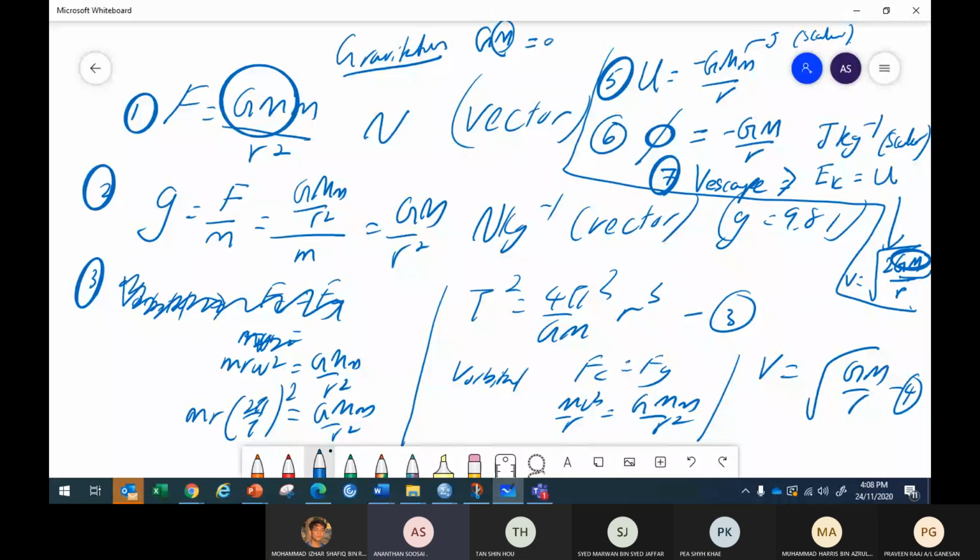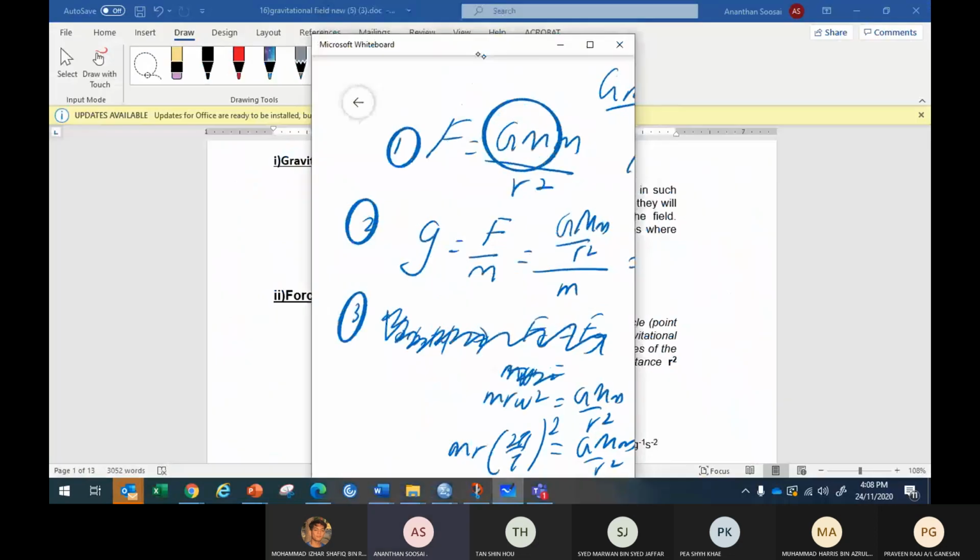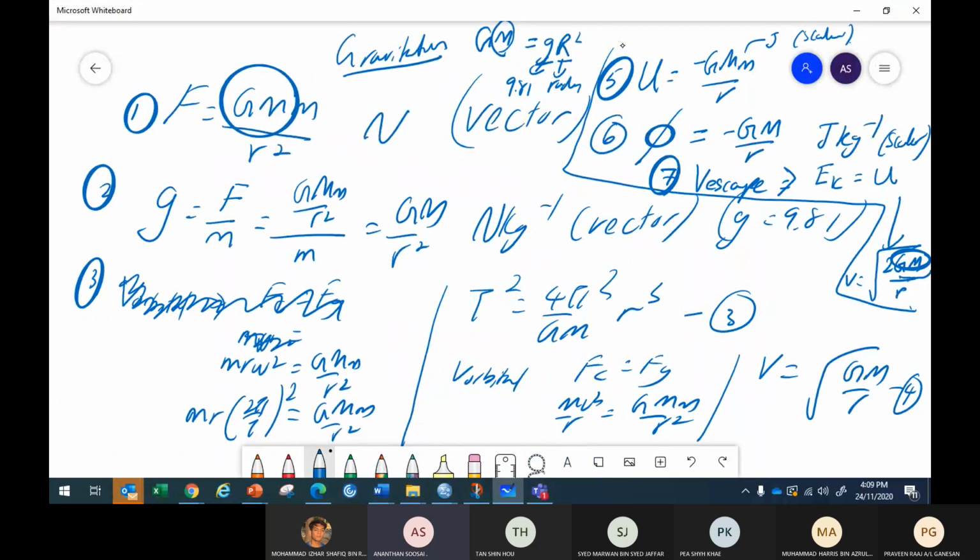Remember, GM can be replaced with gR squared. g is the gravitational field strength on the surface, normally 9.81, and R is the radius of the Earth. If they give the radius of the Earth and the gravity at the surface, GM can be replaced with gR squared. In some questions the mass of the planet is not given, but they give the gravity and the radius of the Earth, so you can substitute GM with gR squared. It is a very common substitution.